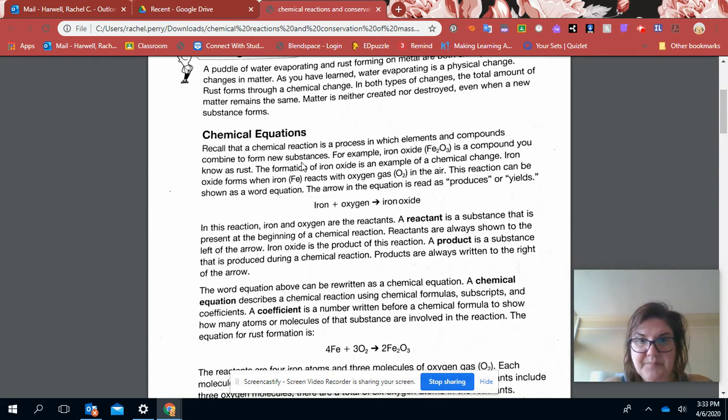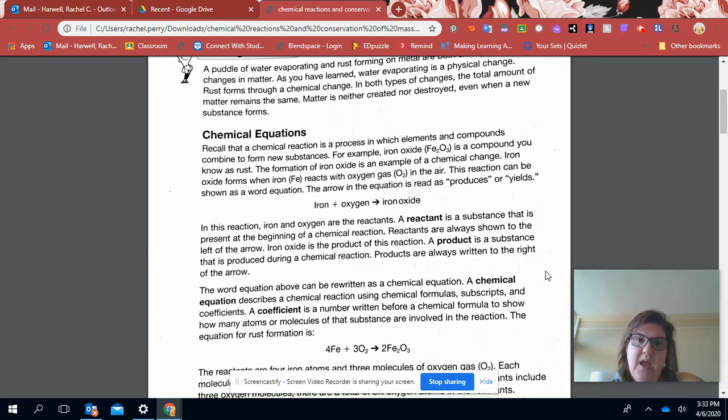So going back, everything to the left is known as a reactant. Everything to the right is known as a product. And this little arrow in the middle, that's a yield sign. So iron and oxygen are the reactants. That's what you start off with. And then the chemical reaction happens and yields or makes iron oxide. Okay. The word equation above can be written as a chemical formula.